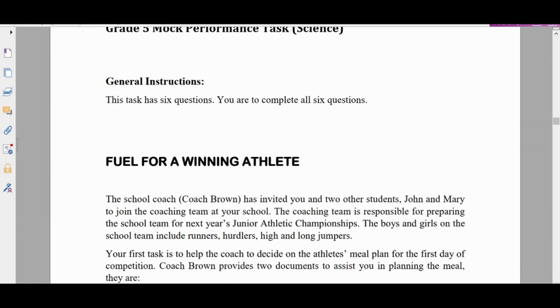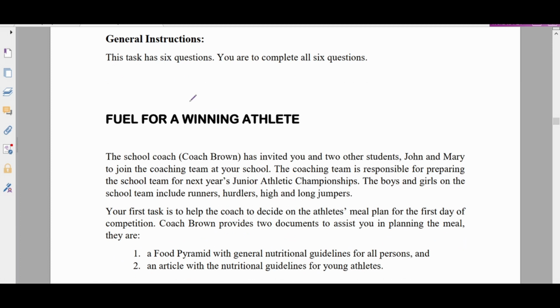Here it is. General instructions. This item has 6 questions, so that part would not have been presented to you. That's the report of the examiners. This is what it would look like. The task has 6 questions. You are to complete all 6 questions. If you leave off any, you're in trouble.